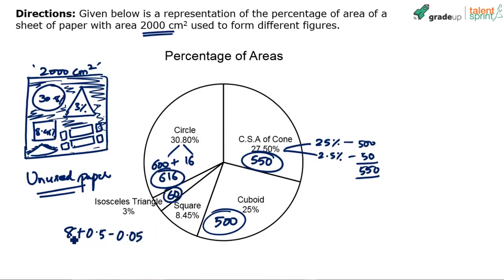Easy percentages, right? 8%, 1% is 20, 8% would be 160. 0.5%, see 1% is 20, so 0.5 is 10. 0.5% is half of 1%, 1% is 20, half of 1% will be half of 20, which is 10. If 0.5% is 10, 0.05% will be 1. So 160 plus 10, 170 minus 1, 169. So this is 169. Or there can be other ways also to calculate.